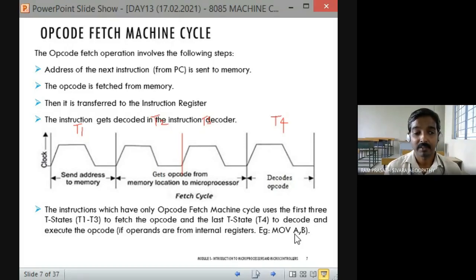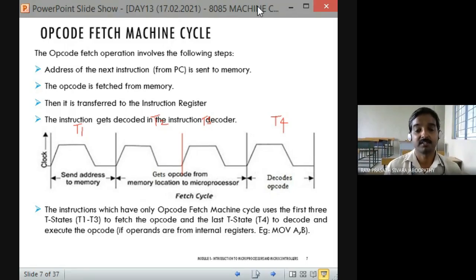Yes, very good. Fine. All, pay attention. Opcode fetch takes T1, T2, T3. The fourth T state is to decode. After decoding, if the operands are internally present in the registers, it will execute in the T4 state itself. Clear? So for the MOV A, B instruction, it has only the opcode fetch cycle. The whole instruction will get executed in the opcode fetch cycle itself.